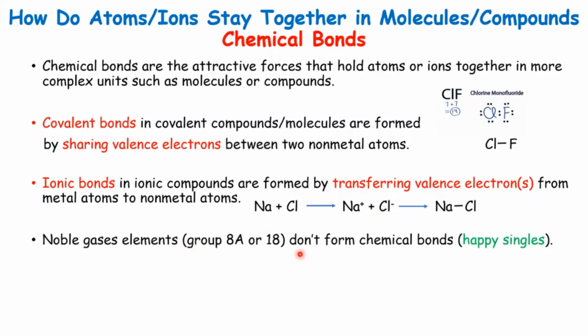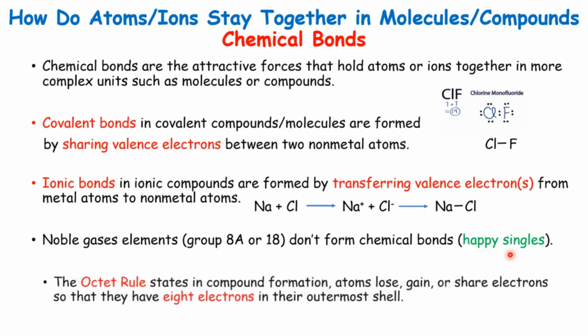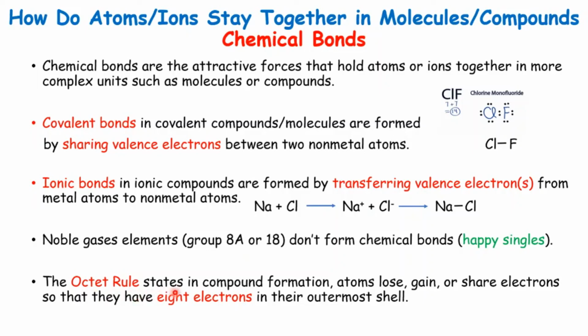Noble gases don't form any chemical bonds because they already meet the octet rule. They are very inert. They are very happy by themselves. The octet rule states that in compound formation, atoms lose, gain, or share electrons so that they have 8 electrons in their outermost shell. That's the octet rule. Once they are in the octet state, they are happier, more stable.